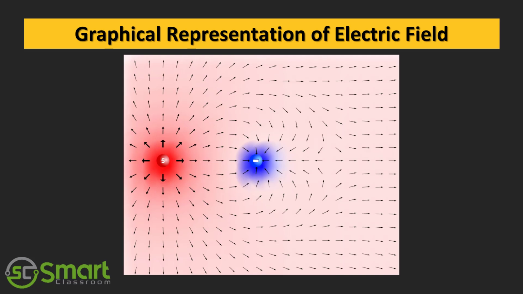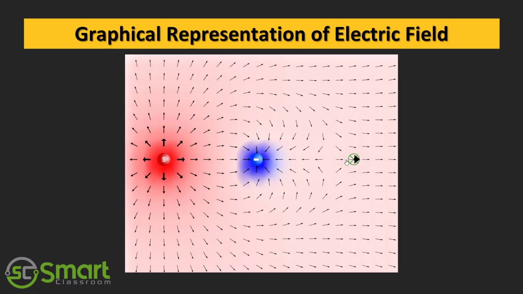Now you see, it's very interesting. Near the -1 the force is towards the left, and far away from the -1 the force is towards the right. At a particular point, these two forces cancel out and the force is 0 there. That means the electric field is 0 at this particular point.